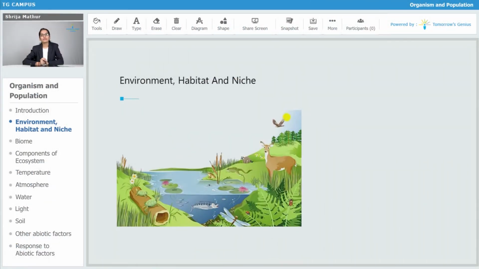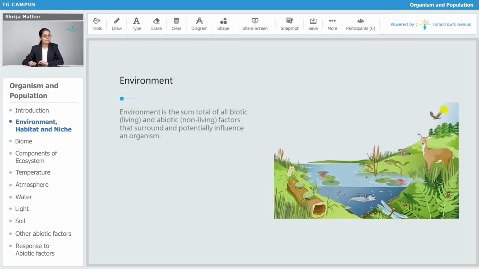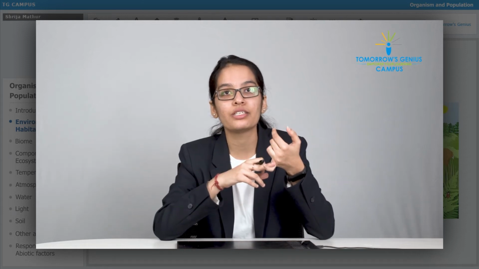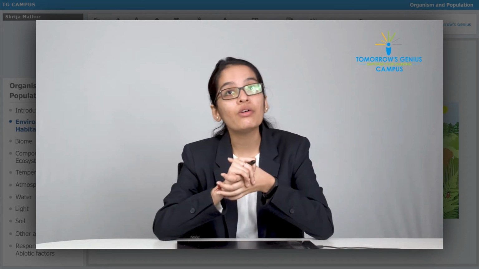Let's study a bit about the environment, the habitat, and the like. Now, what is environment? When I talk about the environment, I'm talking about the different biotic and the different abiotic factors. What are biotic factors? Biotic factor means those factors which are living, like the plants, the animals, the microorganisms. All these come under the biotic factor.